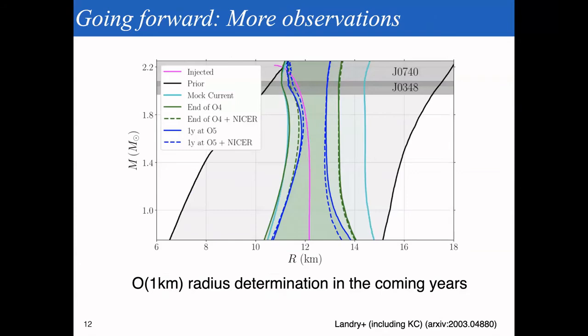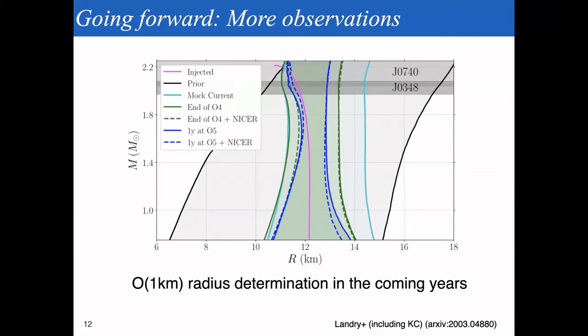But also there are a lot of opportunities going forward. With better detectors, we'll see a lot more systems. So if you put down the numbers, we expect to measure the neutron star radius to about 1 kilometer in the coming years with the more detections we expect to get. So this is one of the opportunities for the coming years.